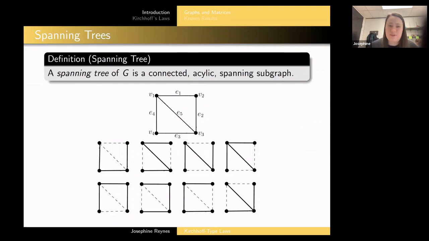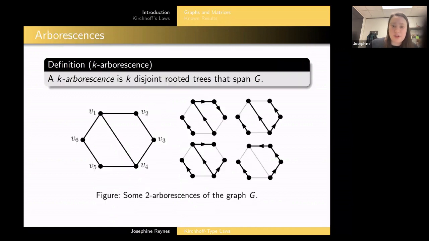I'm sure everyone here is familiar with the spanning tree. It's a connected acyclic spanning subgraph. Here is a little 4 vertex graph and its 8 spanning trees. The reason we care about this is that we're going to talk a lot about figures in a graph, and spanning trees are probably the most familiar.